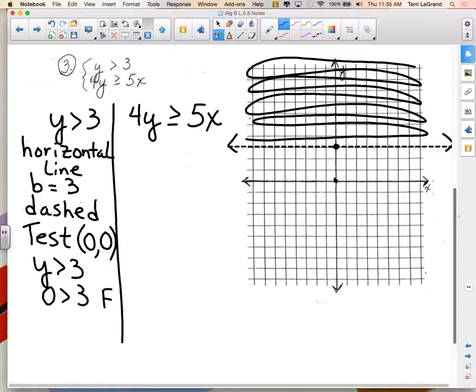So nothing says boundary lines can't be horizontal lines or vertical lines either, so we have to keep that in mind.